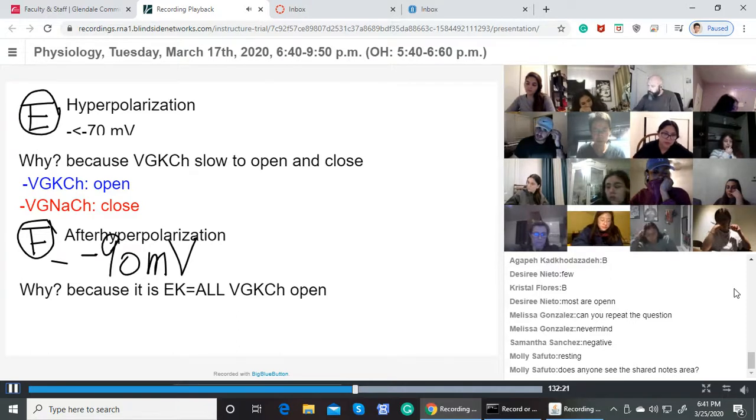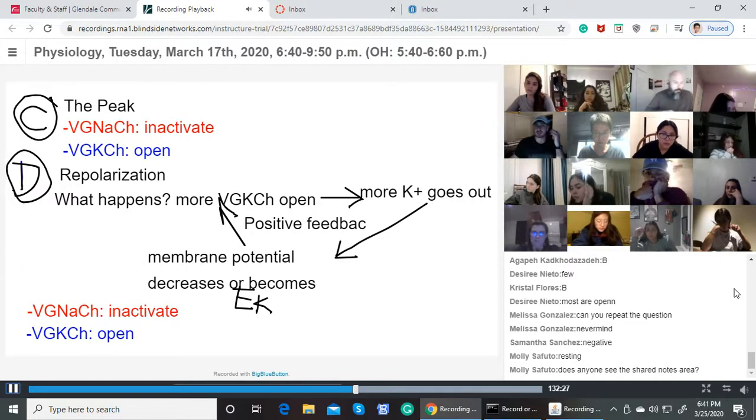The push-pull factor, let's go back to the slides. See the push-pull factor. Because the voltage-gated potassium channels are the pull factor.